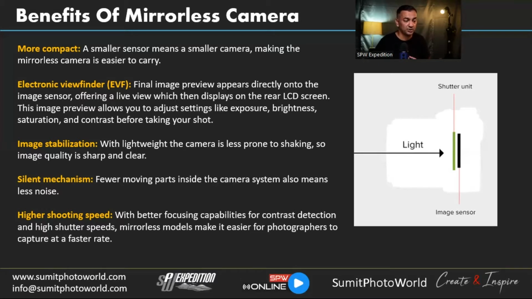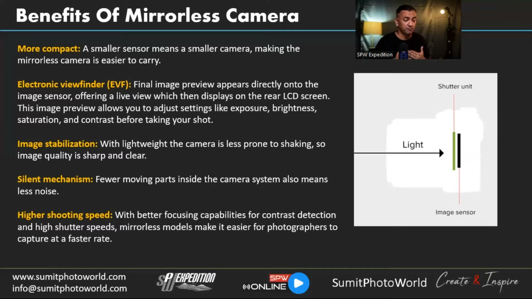Image stabilization. With a lightweight camera body, it is less prone to shaking. Sometimes it's very difficult to handhold a DSLR body for a long time, and with a lightweight body it's very easy to carry, and you will have better stabilization because if the body is light, you can easily hold it and stabilize it just by holding it with the correct posture of your device.